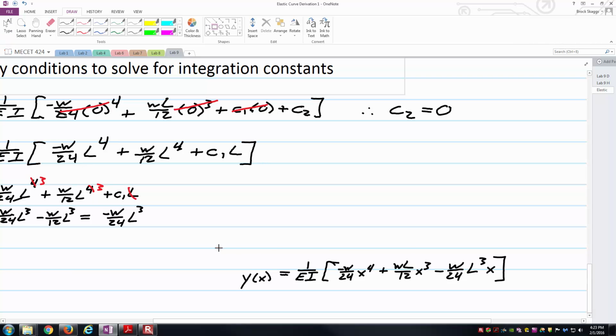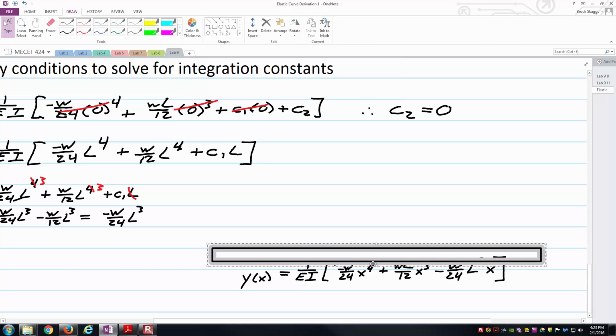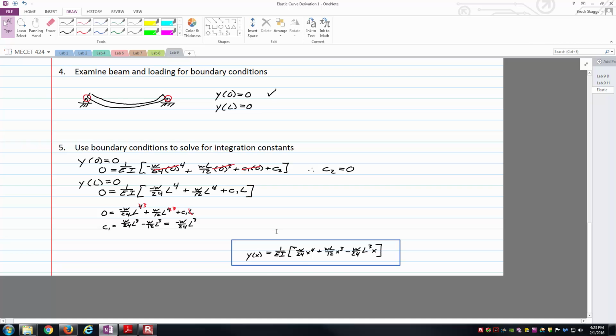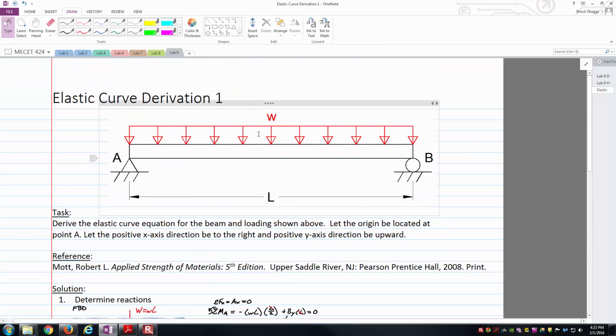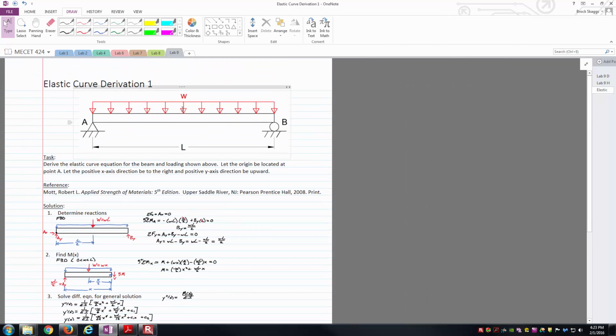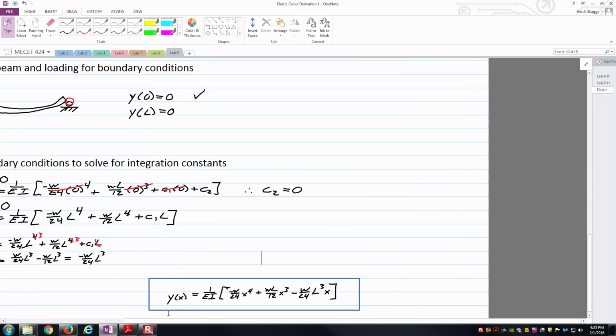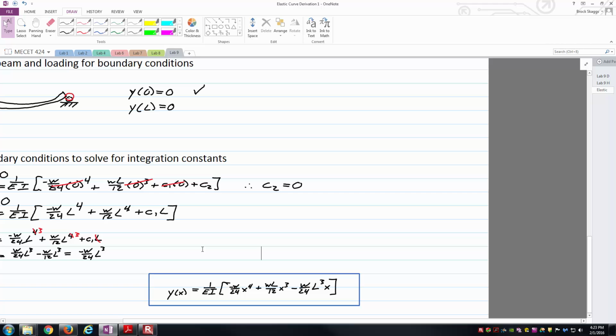And so this is going to be the elastic curve equation, or the deflection formula, for a uniformly distributed load across a simply supported beam. Right up there. And so the nice thing about this is now anytime we see a beam that has the uniformly distributed load over its entire length and is simply supported, we can use this equation down here in order to tell us very quickly the amount that every point x along the length of the beam is going to deflect.